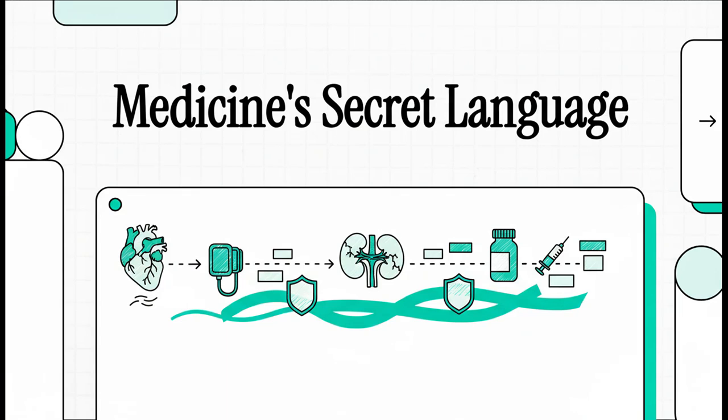You know when you look at a medical bill and see that jumble of letters and numbers like I-10 or N18.9, it looks like total nonsense, right? But it's not. It's actually a secret language, a code that tells the complete story of your health. And today, we're going to crack it.